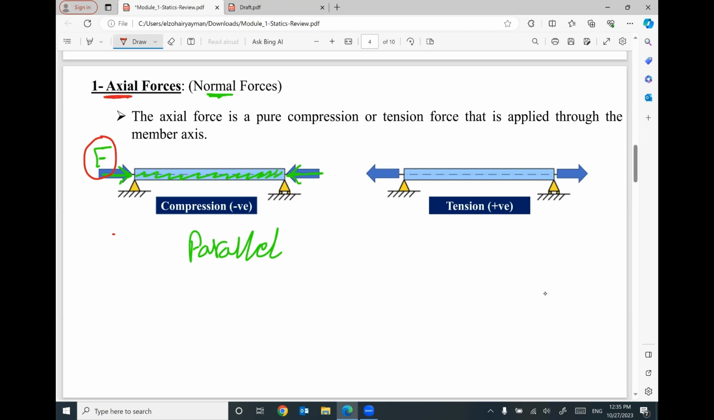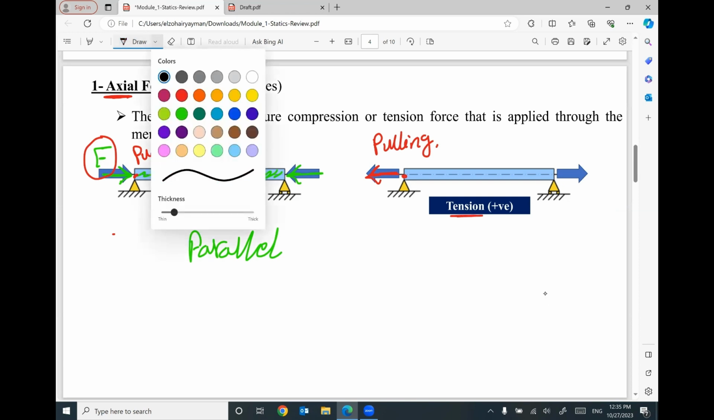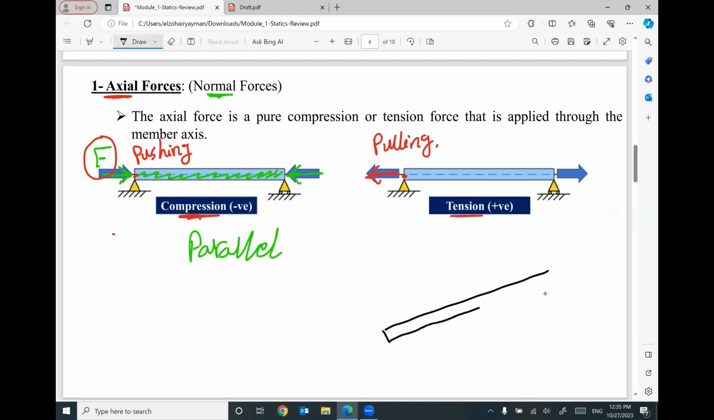Sometimes this force is pushing the beam. That means this beam is under compression. Sometimes this force is pulling the beam. That means this beam will be under tension. So keep in your mind, if your beam is in a position like this or a position like this, I don't care.